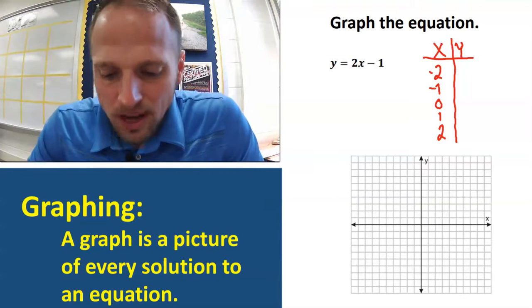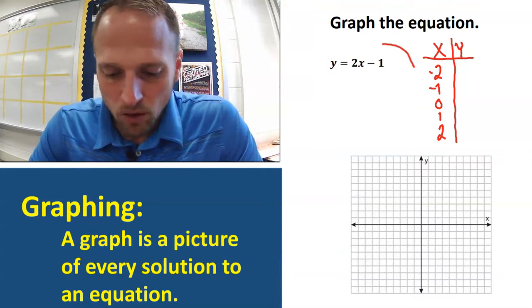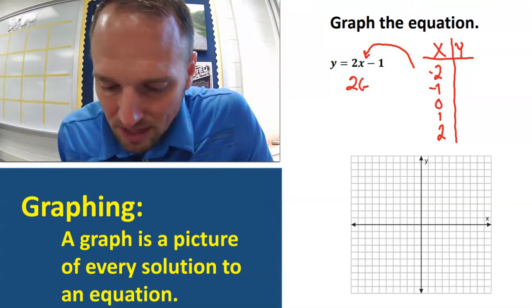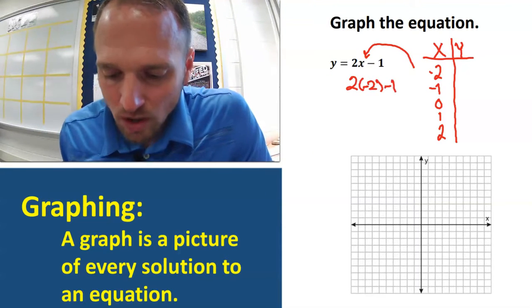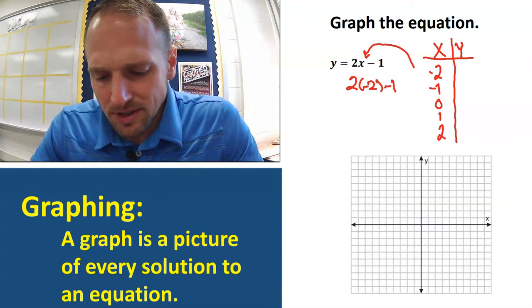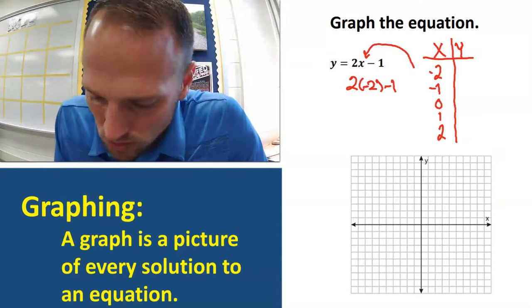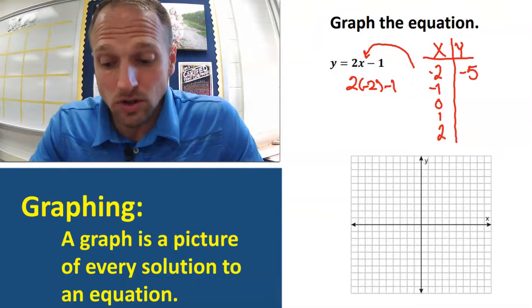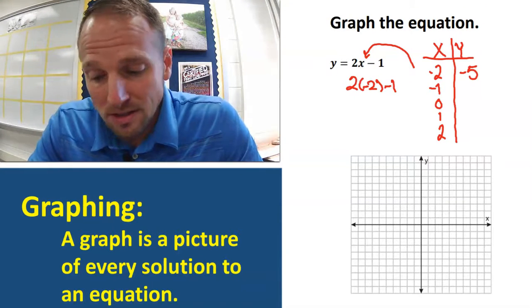So if I put negative 2 into this equation back over here for x, I would have 2 times negative 2 minus 1. And what's that going to be? 2 times negative 2 is negative 4, minus 1 is going to be negative 5. So that's an answer to our equation. If x is negative 2, then y is negative 5.